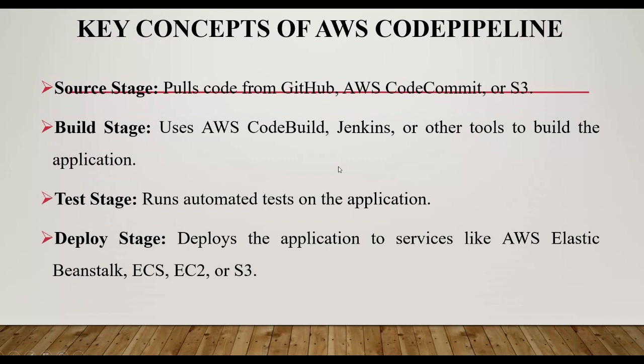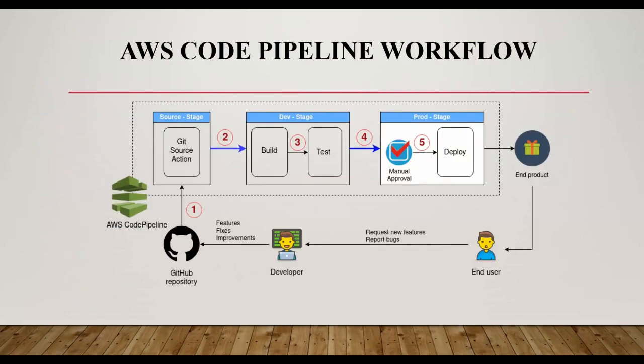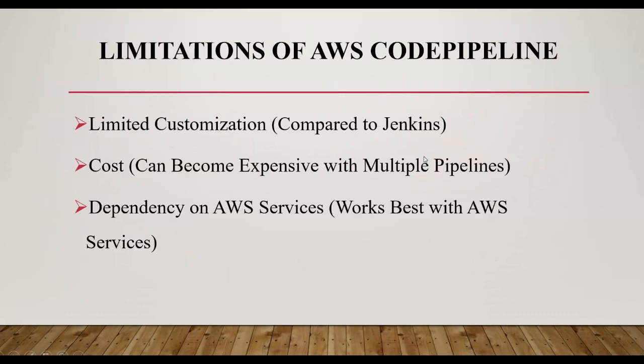Key concepts of AWS CodePipeline. The main key concepts are source stage, build stage, test stage, and deploy stage. In this workflow I have already explained. Here we can see this is the source stage, build stage, deploy stage. The dev stage contains build and test. First it's the source, and then dev, which contains the build and test. Then it's the prod stage, that is the deploy stage. So these are the key concepts.